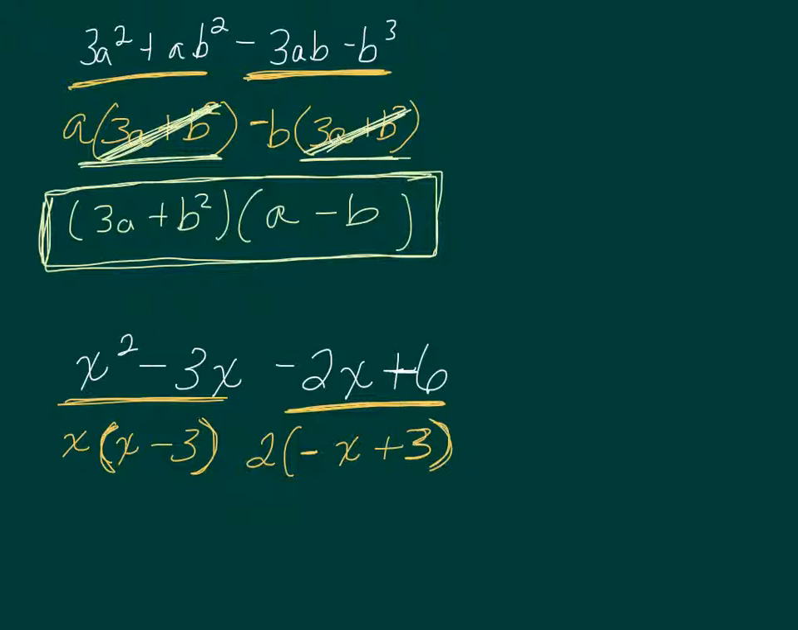You might be thinking to yourself, well, these are not exactly the same. This is x minus 3. This is negative x plus 3. What can I do to change the sign in that second parentheses? You're right. I can factor out a negative. So if I factor out a negative, what it's going to do is change each of these signs. So I can actually change this to a positive x and a negative 3.